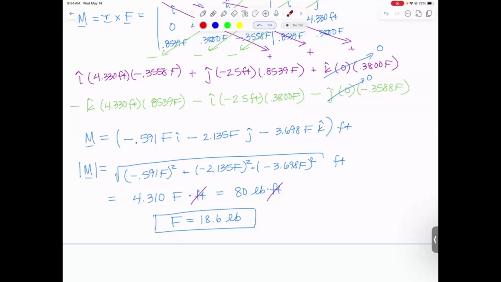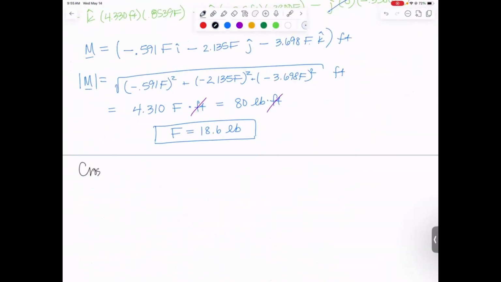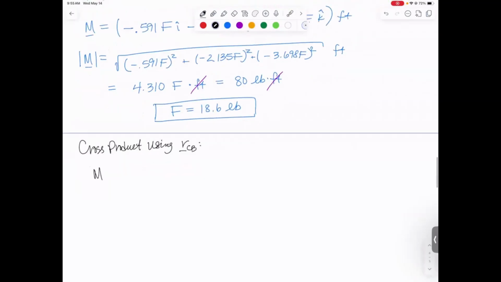I have occasionally had a student not trust me that they could use RCA or RCB. Remember, we said we could either go from C to A or from C to B. And since it's not a bad idea to practice this cross product again, let's redo the math using RCB and make sure that we get the exact same thing. Cross product using RCB instead. Our moment is still an IJK across the top.